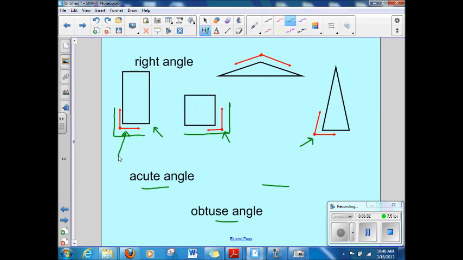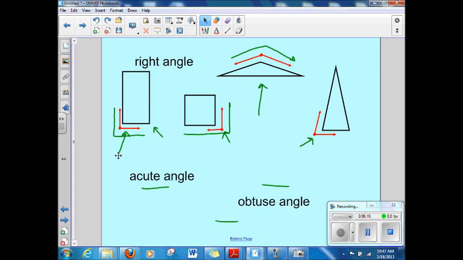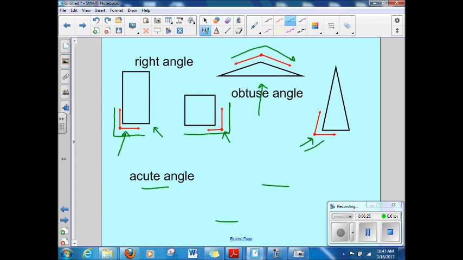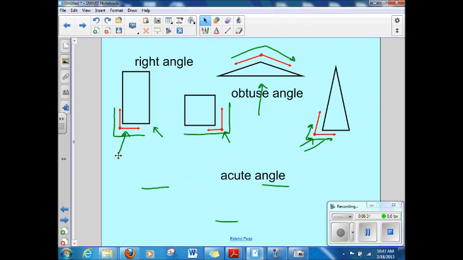Let's look at this figure here up in the top here. It looks almost like a housetop up there, but we're looking again at the angles indicated by these red rays there, and those are more than a right angle. So we would have to say that represents an obtuse angle. That one up there is obtuse. And then the last figure over here, this set of rays is less than 90 degrees. So that's an acute angle.